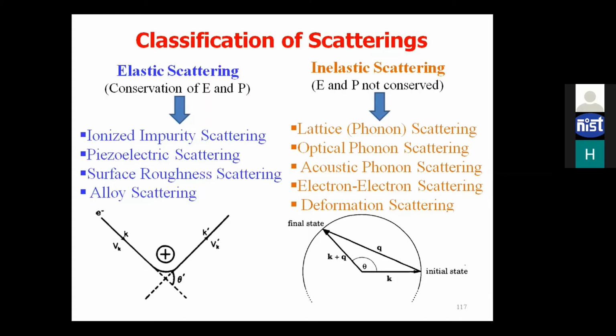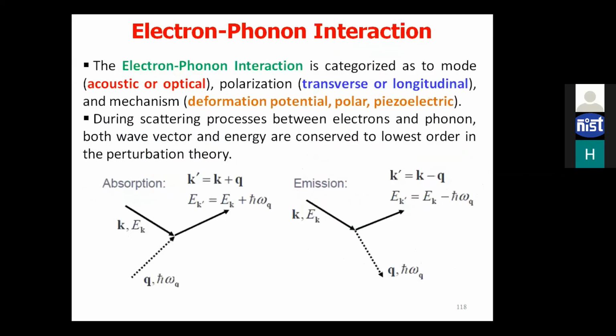For phonon scattering, the phonon is obtained due to lattice vibration. That means when temperature increases, the lattice can vibrate, and during the vibration it can give rise to scattering, which can reduce the mobility.